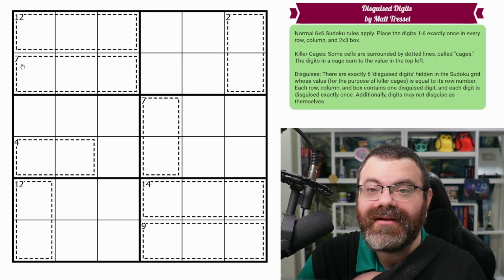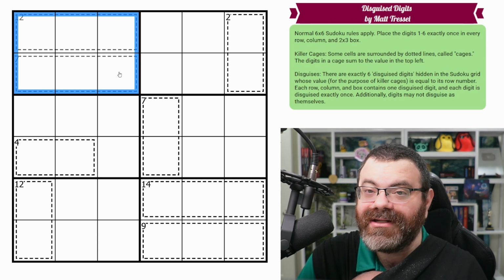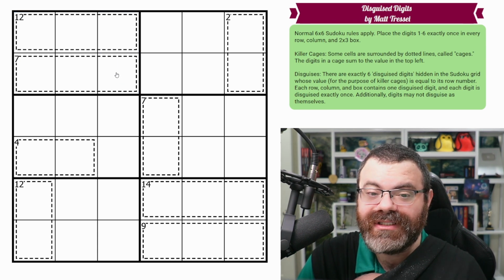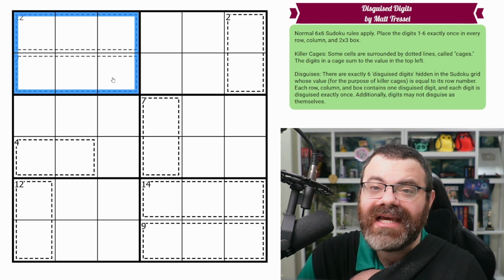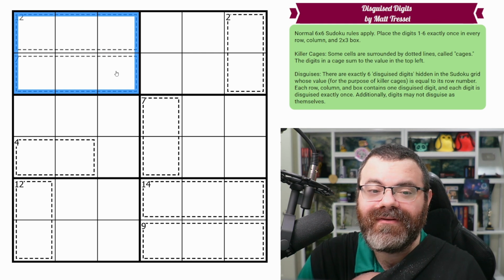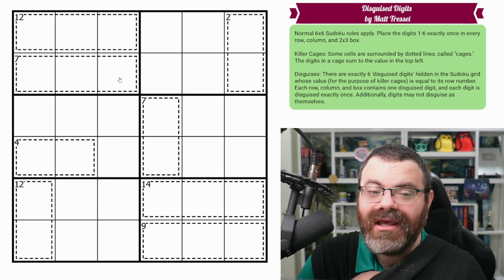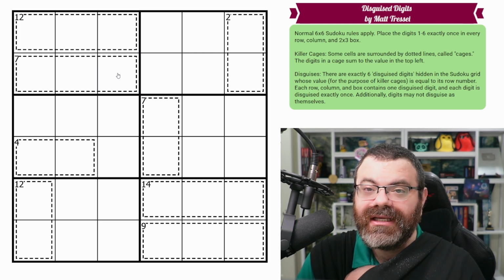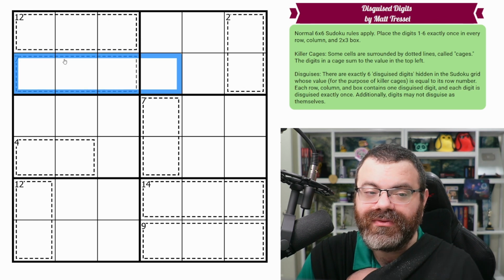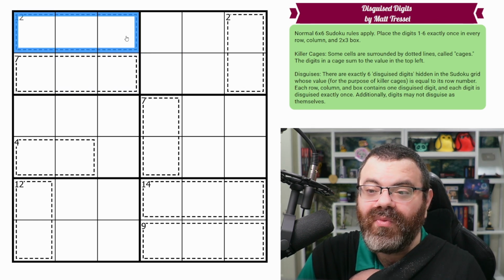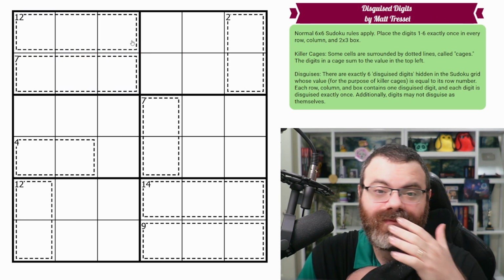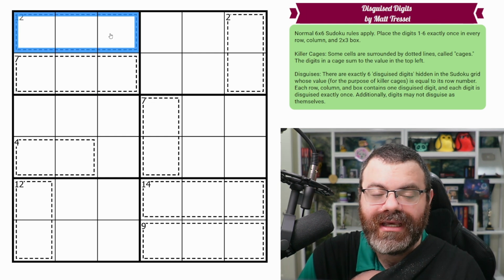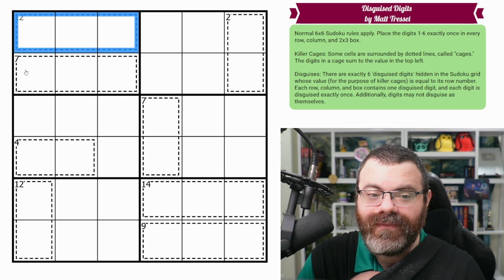Well, let's think about 19. So we would expect them to add to 21, because the digits 1 through 6 add to 21. But the disguised digit has a different value, and that different value makes the sum 19 instead. So what digit was removed to become a 1 or a 2? Well, if a digit became a 1, to get from 21 to 19, we're subtracting 2, right? So it would be a 3. So there'd be a disguised 3 here.